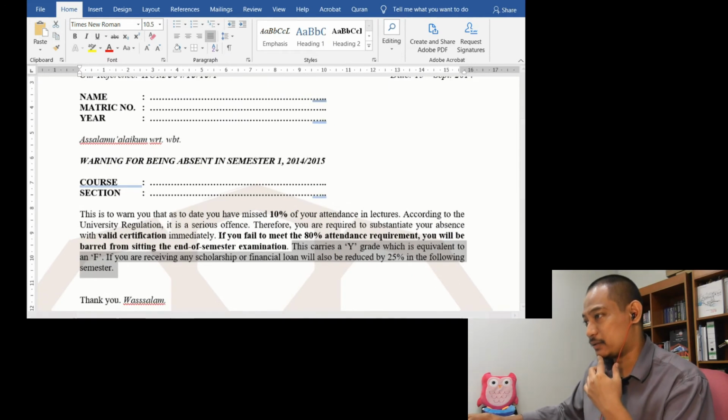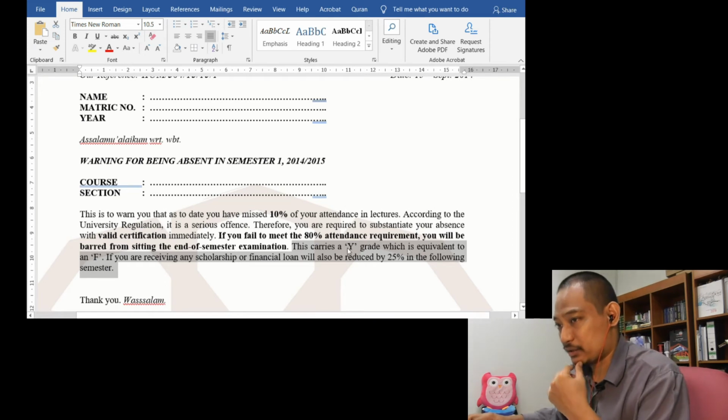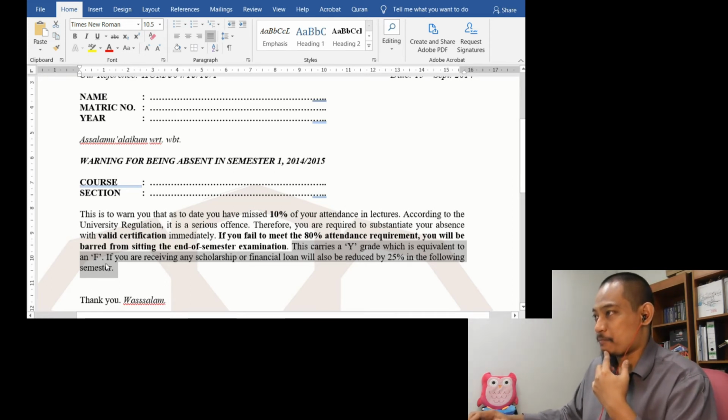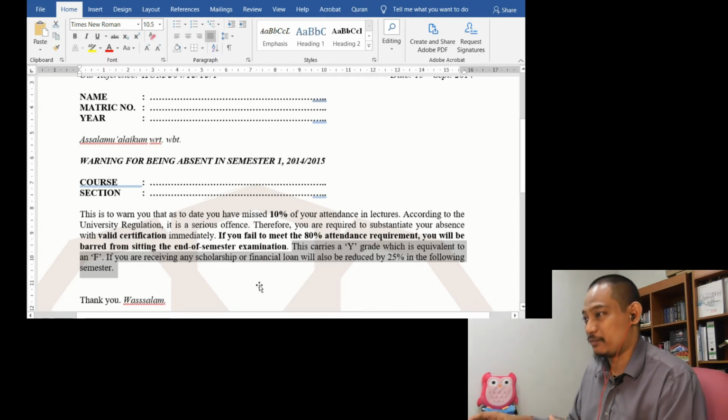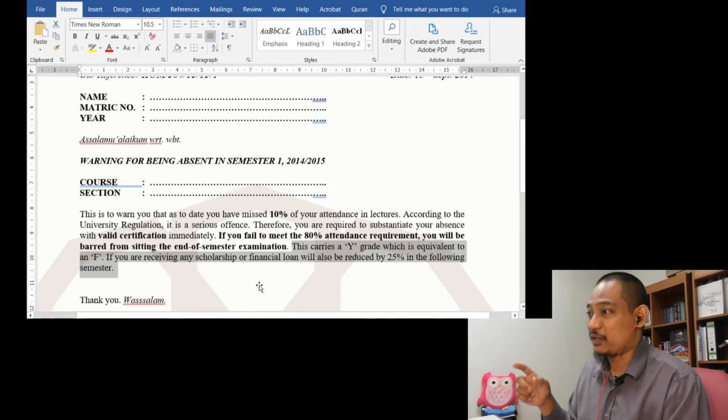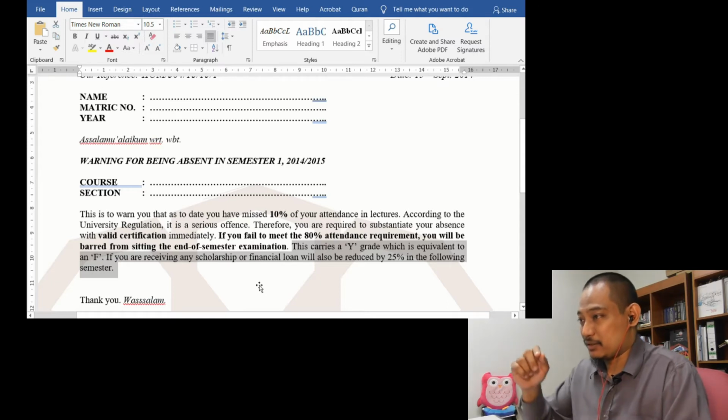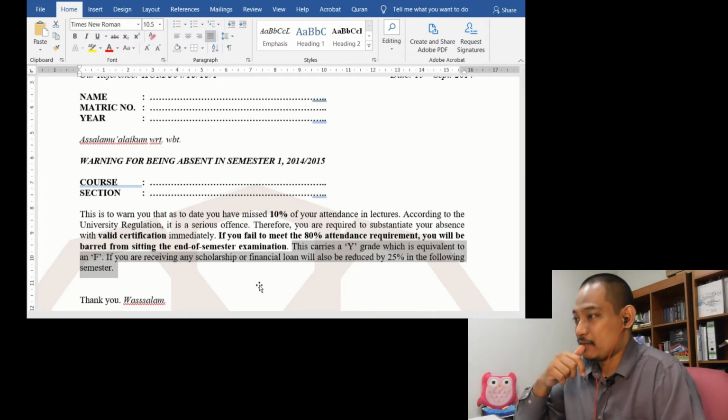When you get barred, you actually get Y. You do not get F. In terms of CGPA, it is the same because both are 0. If you get F, it's 0. If you get Y, it's also 0. But in the transcript, it's different.